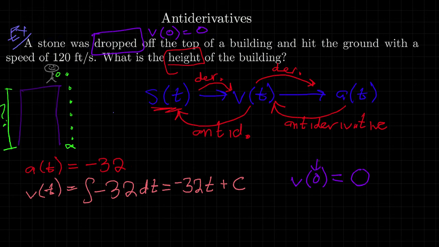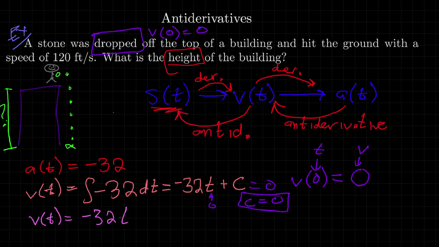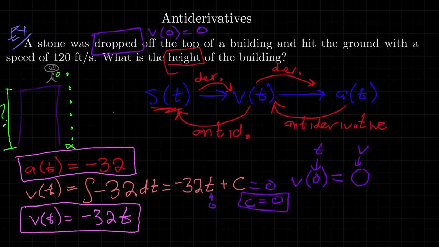So that means that when t is equal to 0, v is equal to 0. So you just basically plug in 0, set this equal to 0, and so you would find that c is equal to 0. Okay, so in summary, v of t is equal to negative 32t. So we've got our acceleration, we've got our velocity, and now, since we're looking for the height, that's the position. So let's find the position.